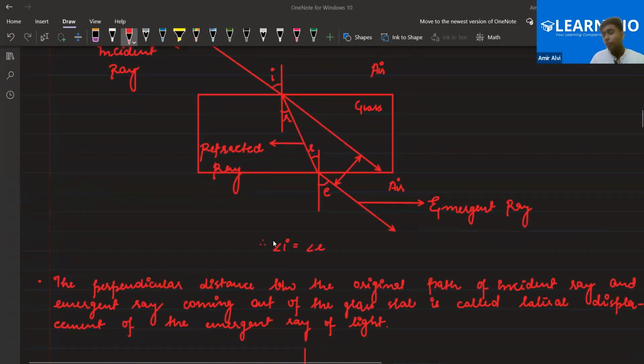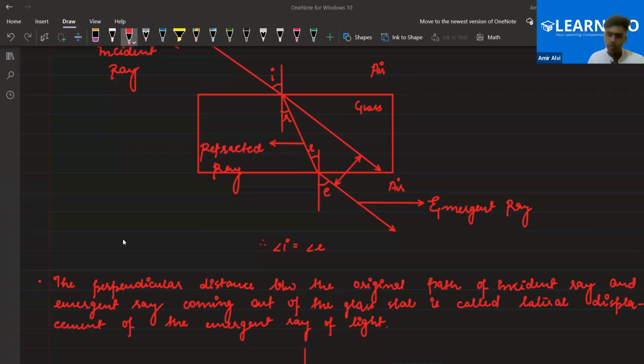Emergent ray. And one more thing is that the angle of incidence will be equal to the angle of emergence. I just forgot to mention it. Suppose this is 60 degrees. So what will be the angle with which the ray will emerge? You will say the same 60 degrees, because the angle of incidence equals the angle of emergence. Clear, Aayan and Junaid and Arish?